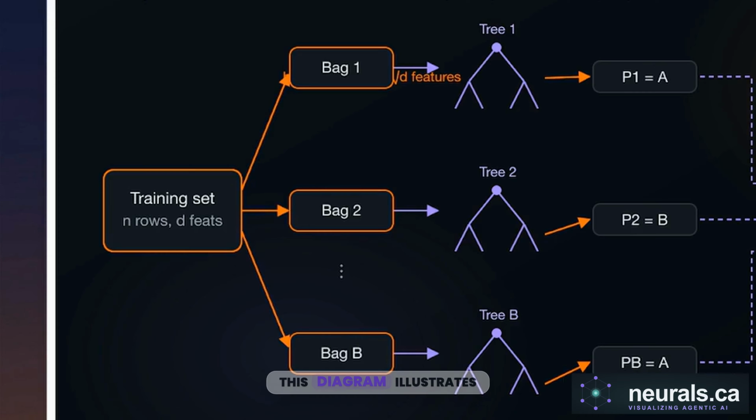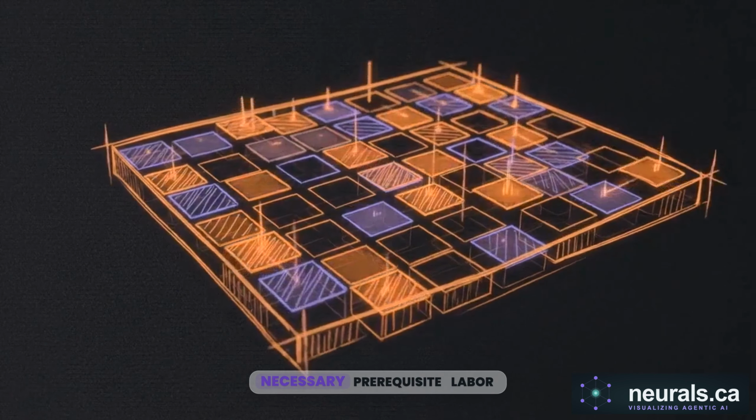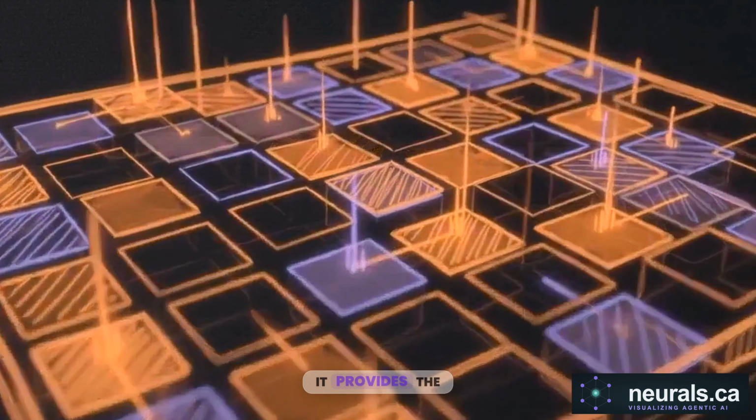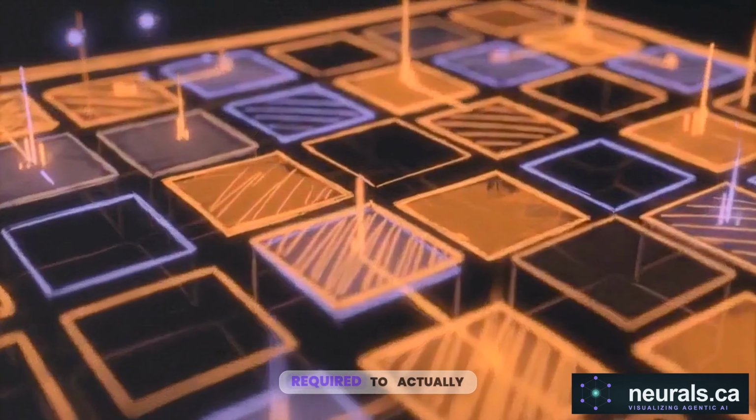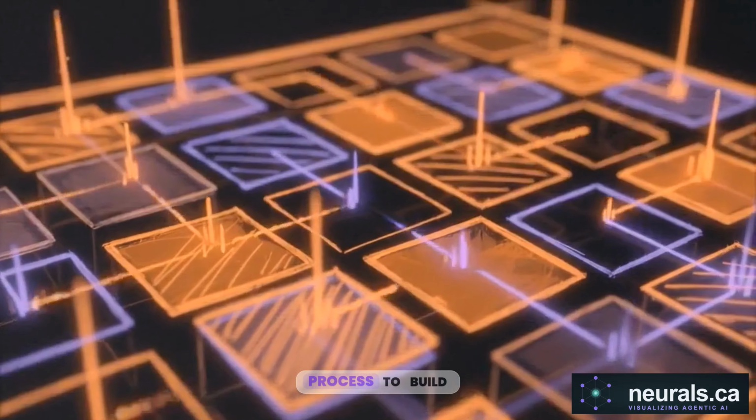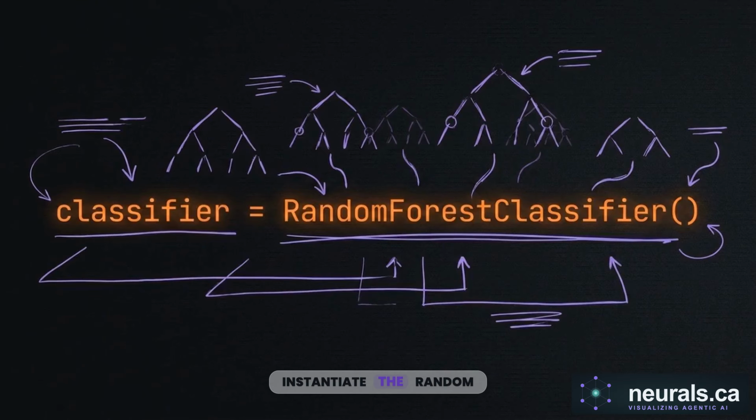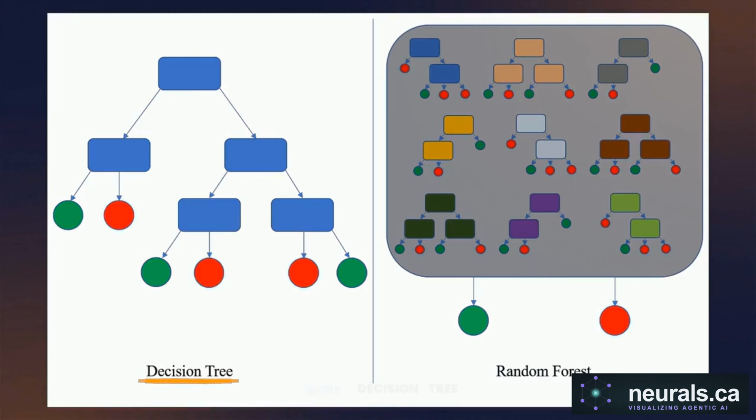This diagram illustrates the algorithm's exact starting point. We now have our scaled training set, strictly defined by n rows and d features. All of this data wrangling is the necessary prerequisite labor. It provides the clean, normalized matrix required to actually begin the bagging process. To build the model, we instantiate the random forest classifier class from the sklearn.ensemble library. This visual compares a standard single decision tree on the left against a complete random forest architecture on the right.